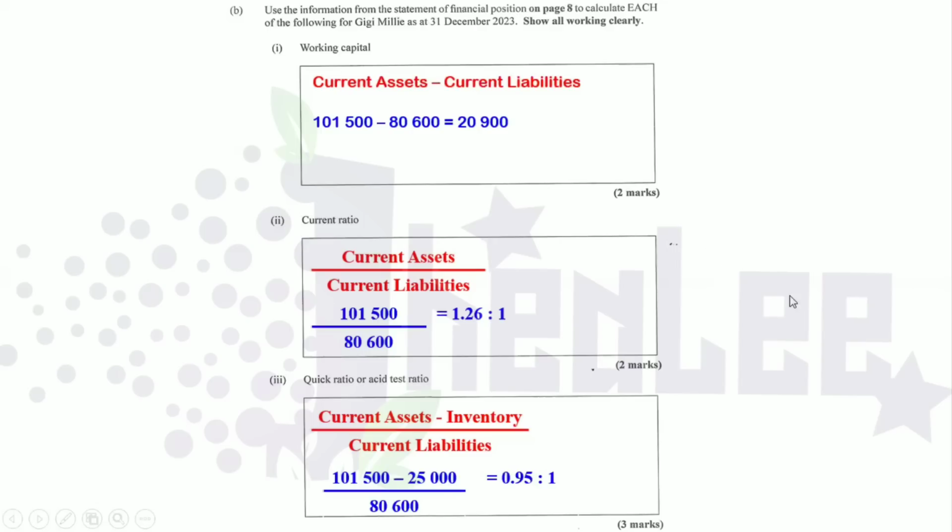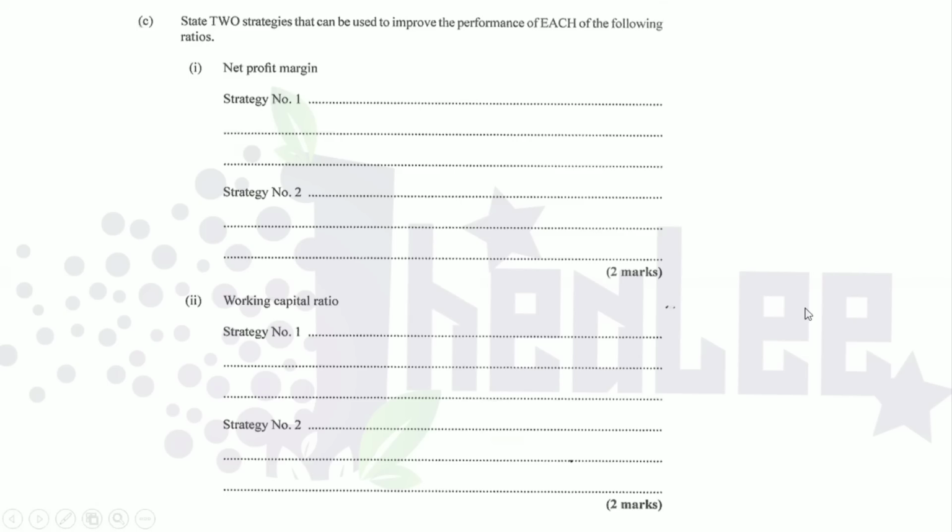Let's move into the other part of the question, and that is for us to determine two strategies that can be used to improve performance of each of the following ratios. And from the statement of financial position, you would have noticed that Gigi Millie had made a net loss. What strategies can Gigi Millie employ in order to improve the business's net profit margin? And the first suggestion is that Gigi Millie can increase the selling price.